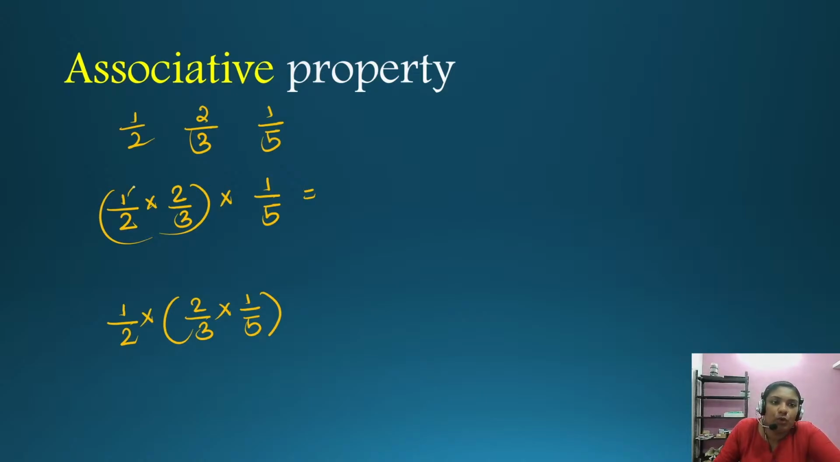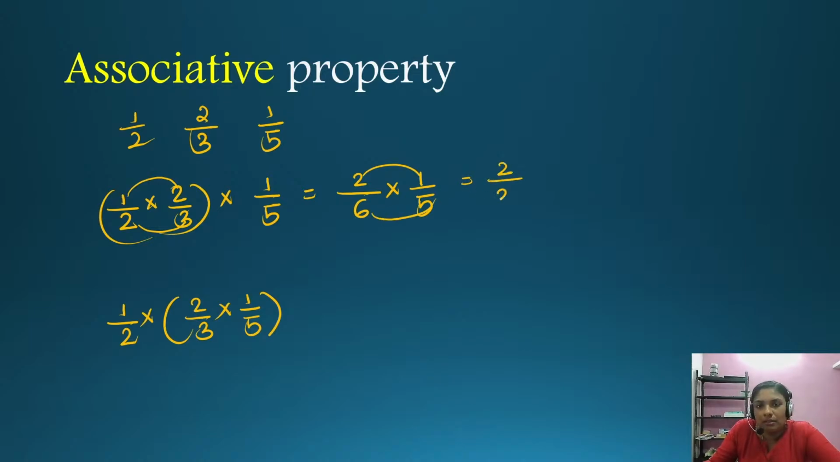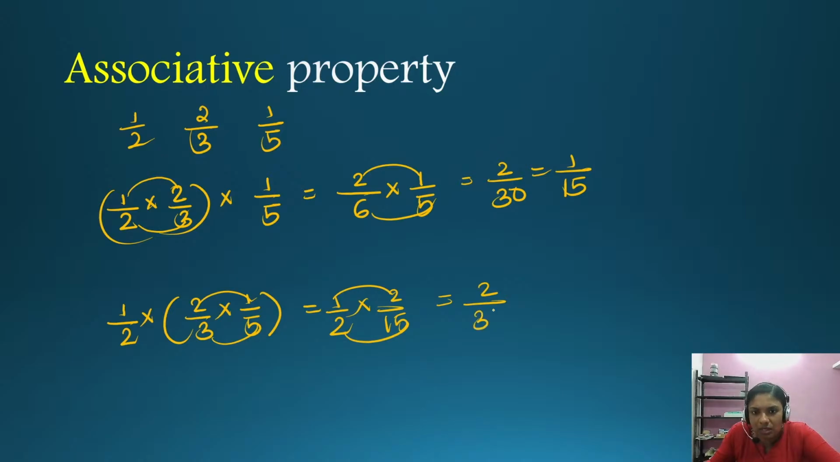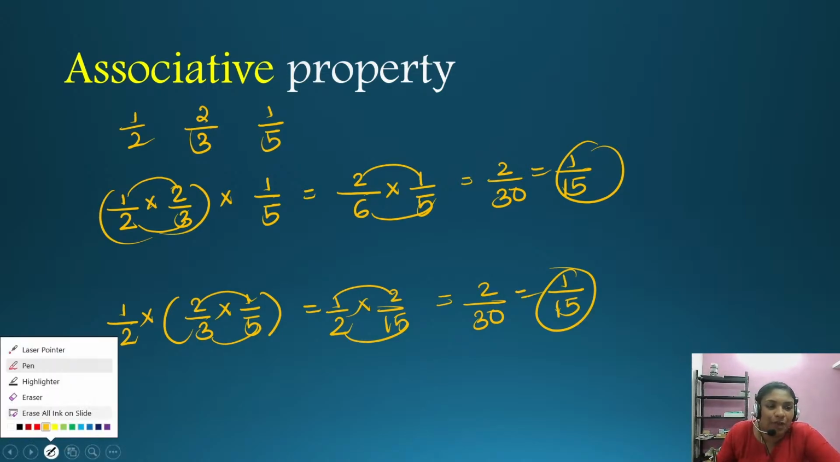Okay. Now numerator into numerator by denominator into denominator. 1 2 is 2, 2 3s are 6, into 1 by 5. So again 2 by 30, which is equal to 1 by 15. Now here 1 by 2 into 2 1 is 2, by 3 5s are 15. And here 1 2 is 2, by 2 15s are 30. Again 1 by 15. See, we got the same product here, right? So what can we infer from this? Multiplication of rational numbers satisfies associative property.